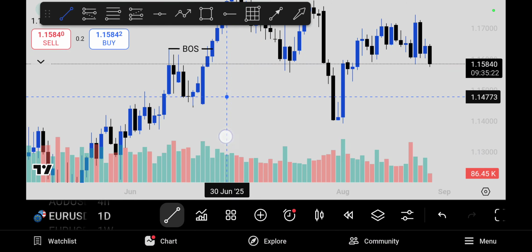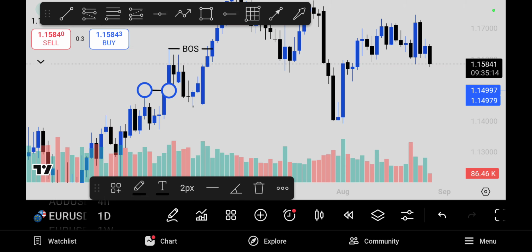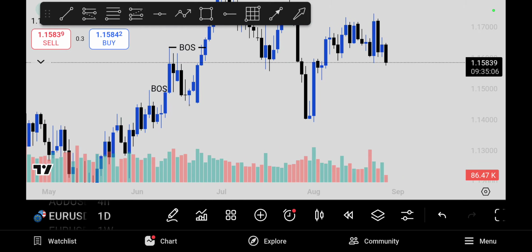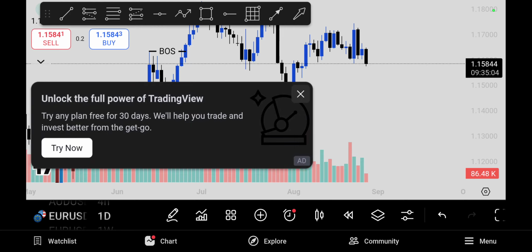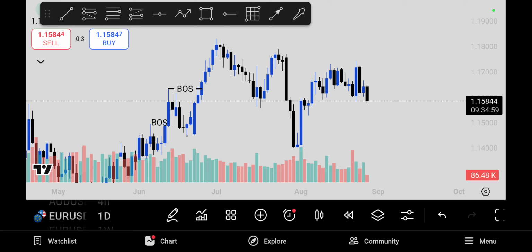Okay, so we have the second one here. It's exactly the same explanation as has been given. It stopped here, came down a little and passed it, forming another break of structure. Yes, so those are the last two break of structures on our daily time frame. Maybe if we go to a lower time frame, we'll see other break of structures. But on our daily time frame, this is what is important. This is what we are going to make use of. This is what will give us money.